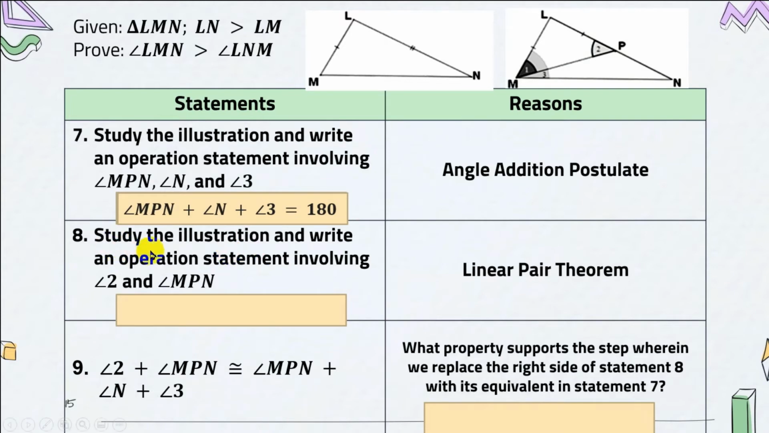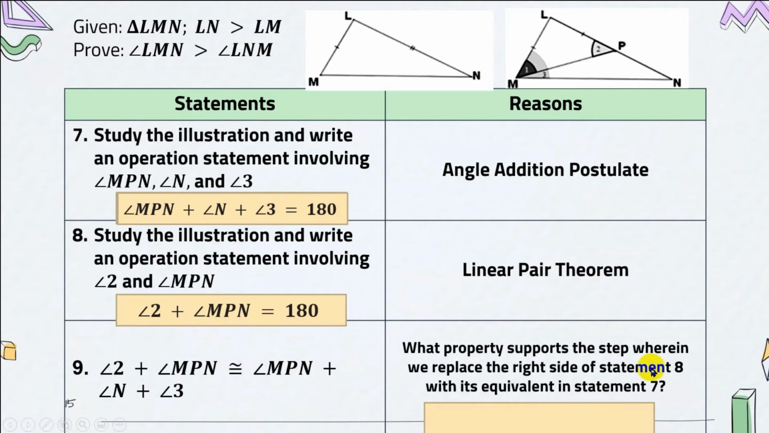Okay? Next, study the illustration and write an operation statement involving angle 2 and angle MPN. Angle 2 and angle MPN, and according sa reason natin, linear pair theorem. So, that means kapag pinag-add si angle 2 at si angle MPN, equals din siya sa 180. And then, kung mapapansin nyo po sa ating statement number 9, angle 2 plus angle MPN is equal sa 180. And also, itong tatlong to, equal din siya sa 180.